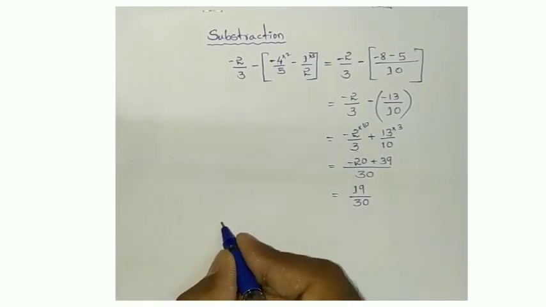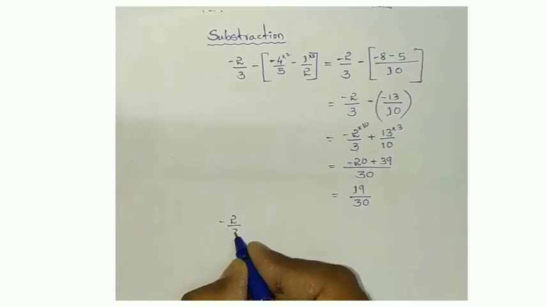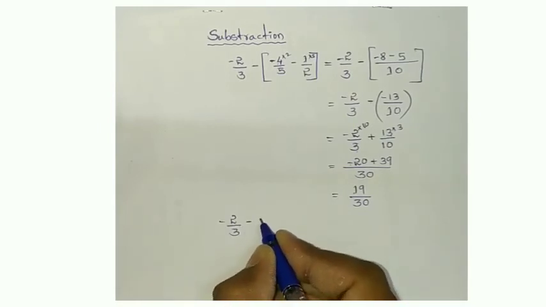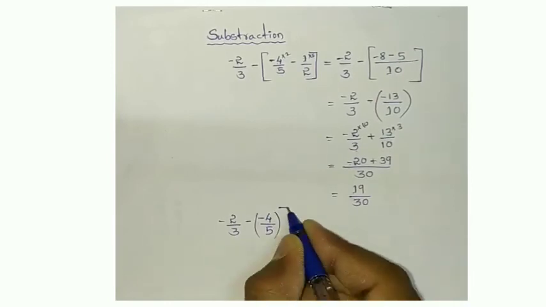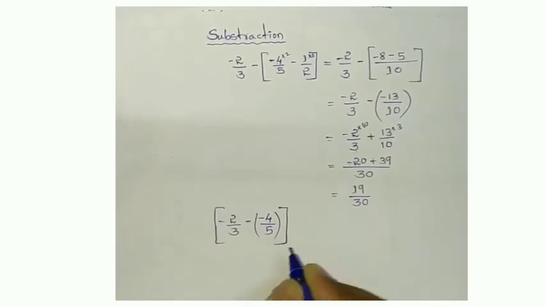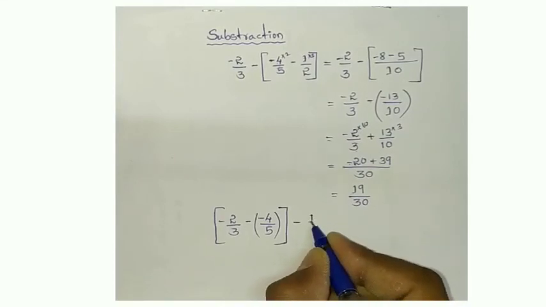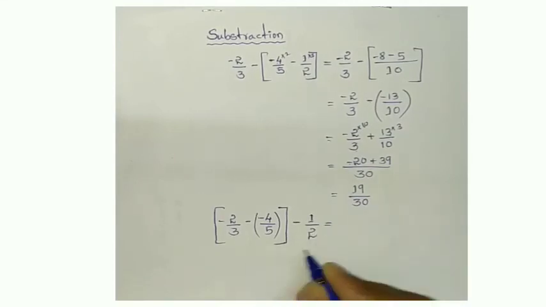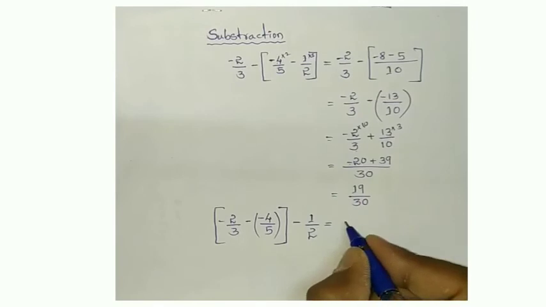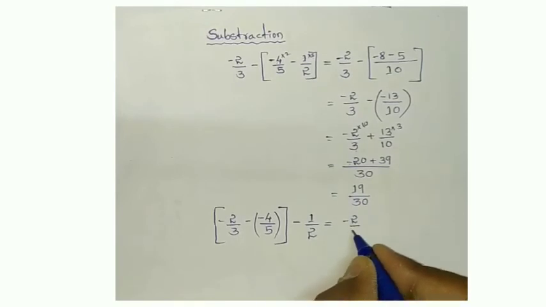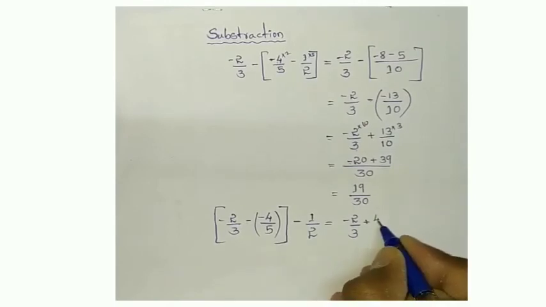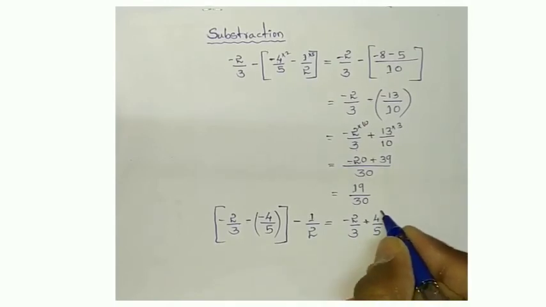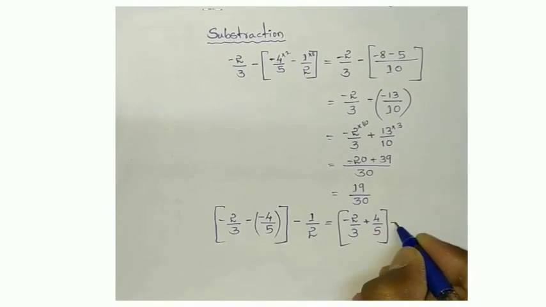Now applying the associative rule for the first two terms. Writing like this: minus 2 by 3 minus of minus 4 by 5. I will take a square bracket for the first two terms and 1 by 2 at last. Now in the square bracket, simplify that: minus of minus is plus, plus 4 by 5, and the last term minus 1 by 2.